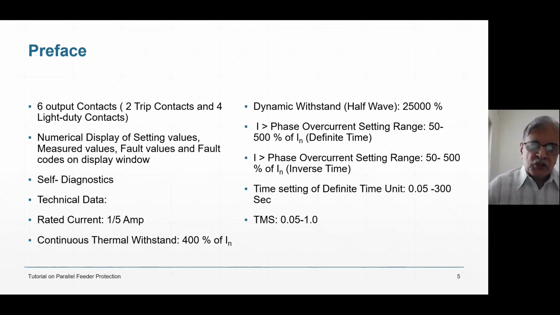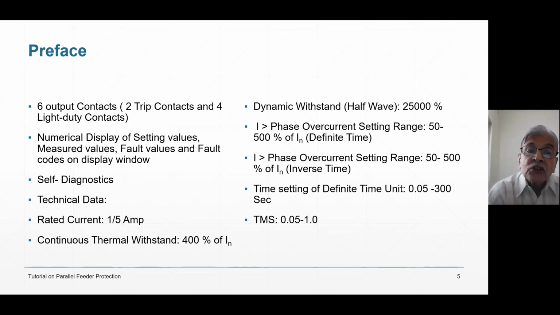Out of them, 2 trip contacts, means they are heavy duty contacts, and 4 light duty contacts. Numerical display is there. There is a display which can display the setting values, measured currents, right? Even if the relay is not operated, the relay will tell what is the current passing through it: R phase, Y phase, B phase, neutral. So you do not need a separate ammeter, you see. Very good advantage. It will display fault values also. When the fault occurs, it will tell that this was the fault current, and the relay operated within so much of time.